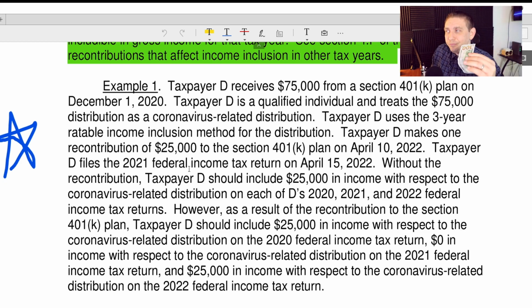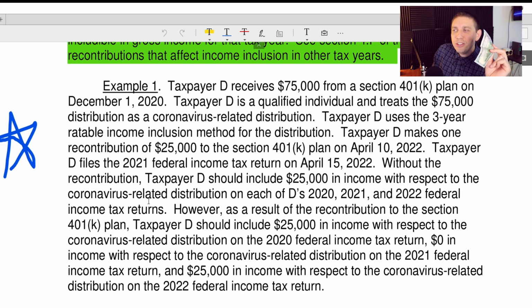Far into the future. Taxpayer D files a 2021 federal income tax return on April 15th of 2022 without the recontribution. Taxpayer D should include the $100 in income with respect to the coronavirus-related distribution on each of the taxpayer's 2020, 2021, and 2022 federal income tax returns.